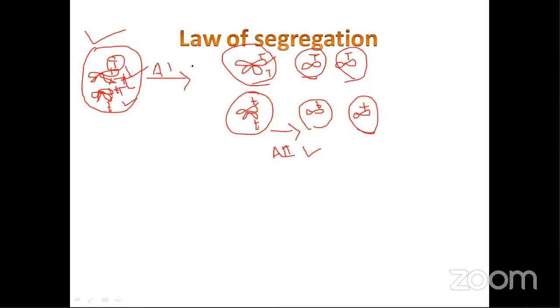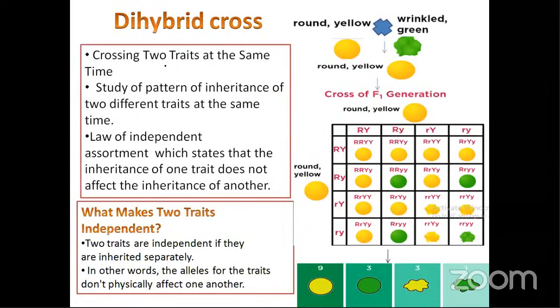And this is the dihybrid cross. Here two traits are considered at a time, and here you can see they have taken the cross round yellow with wrinkled green. Round and wrinkled refer to seed shape, yellow and green refer to seed color. Here the pattern of inheritance is studied for two traits at a time, and from this dihybrid cross the law of independent assortment is given, which states that the inheritance of one trait does not affect the inheritance of the other.